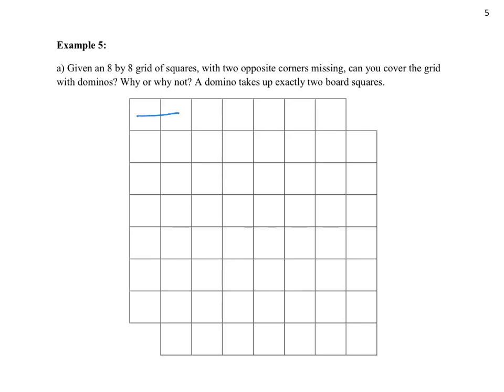You can just draw a line. I mean, the domino actually looks more like this, but you can just try to fit in to these spaces and see if that's possible to cover all the spaces. You can't have something sticking out the side, and you can't have any overlapping.